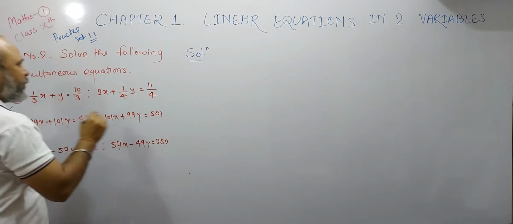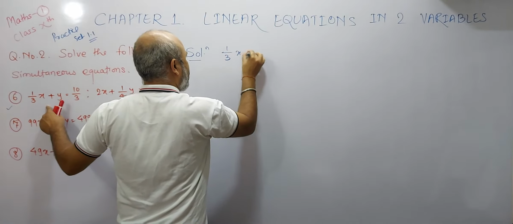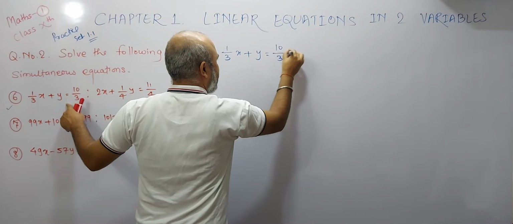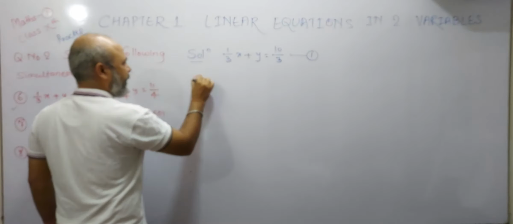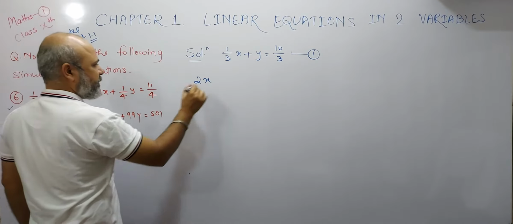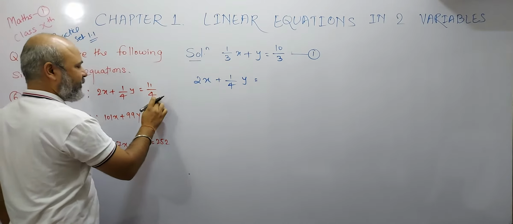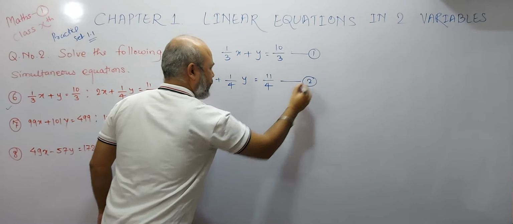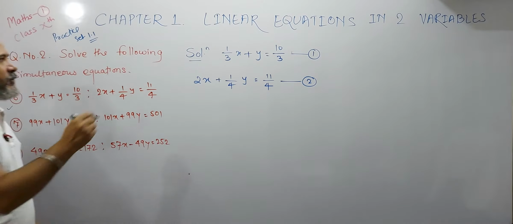Sixth one. So what is the first equation? That is 1 upon 3x plus y, and this is equal to 10 divided by 3. Okay, this is equation number 1. What is equation number 2? This is 2x plus 1 upon 4y, and this is equal to 11 by 4. So this is equation number 2. This is question number 6 solution.